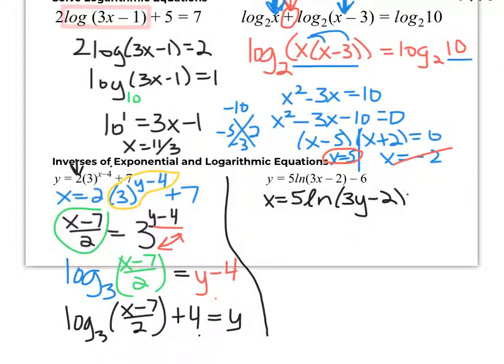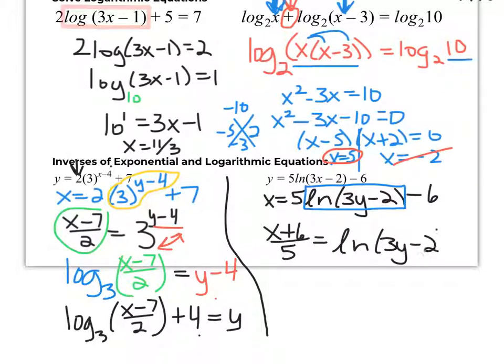Okay, so I'm not going to forget my first step, which is to switch x and y here. Now, this time we want to get the logarithm by itself. So we are going to add 6 divided by 5. So x plus 6 divided by 5 equals natural log of 3y minus 2. I don't see a base, and it's natural log, which means my base is e.